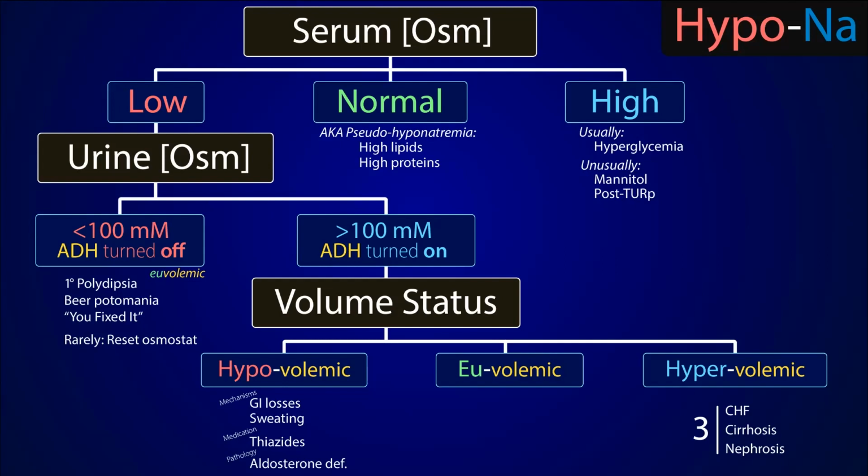Euvolemic. This is the final category here. I organized these on a little stick figure. So we have SIADH, which is coming from the hypothalamus, hypothyroidism, which is coming from the thyroid, and a glucocorticoid deficiency, which we're not going to talk about too much. So SIADH, the primary problem is you're making ADH when you shouldn't.